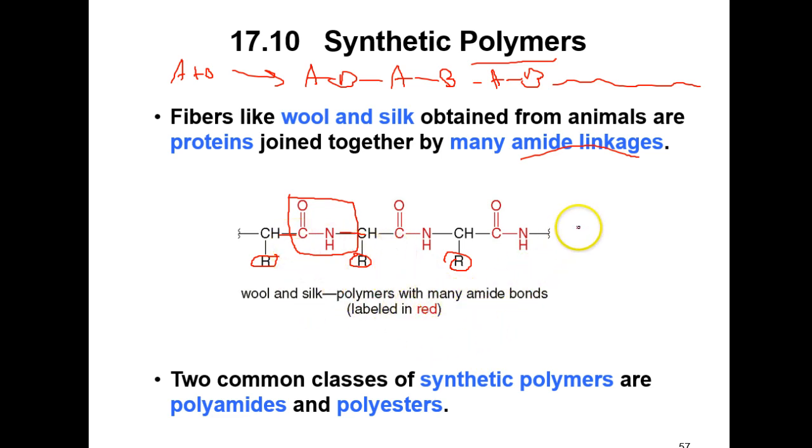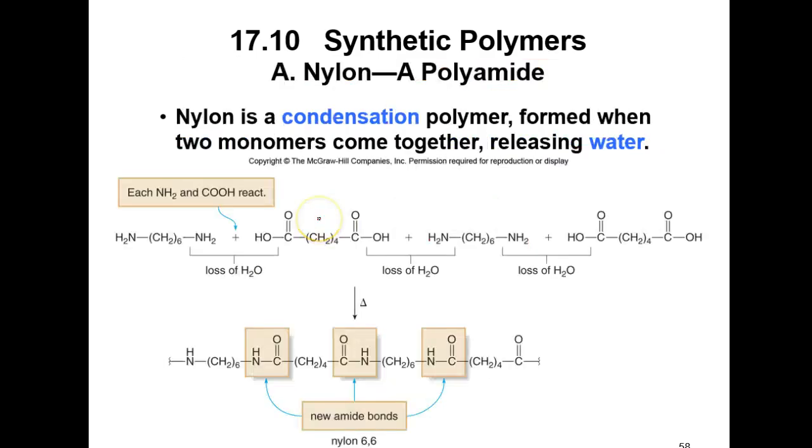All right, so two classes of synthetic polymers are what's called a polyamide and also a polyester. You've heard of polyester. A lot of clothes are made from polyester. Polyester is the same exact thing, but you have an oxygen here because you have an ester group.